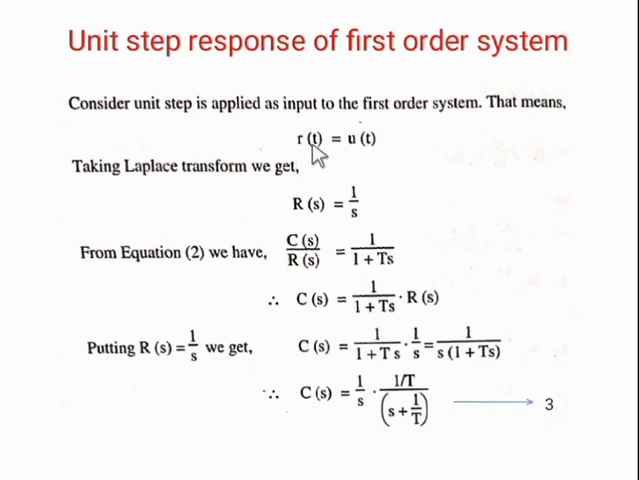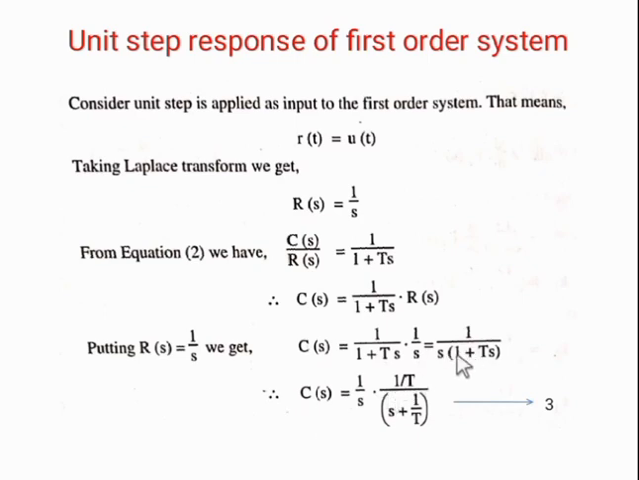Taking the Laplace transform of this unit step input, it becomes R(s) equal to 1 over s. From equation 2, C(s) by R(s) equal to 1 over 1 plus Ts. If we put the value of R(s) equal to 1 over s, we get C(s) equal to 1 over 1 plus Ts into R(s), and R(s) equal to 1 over s. So C(s) equals 1 over 1 plus Ts into 1 over s, so it becomes 1 over s(1 plus Ts).